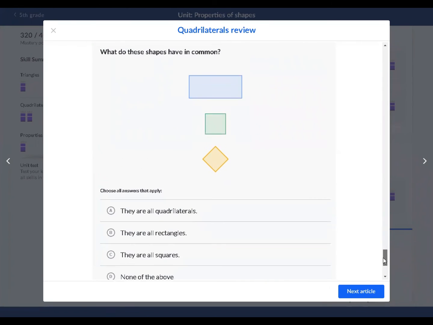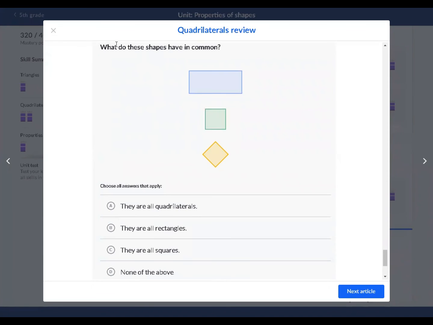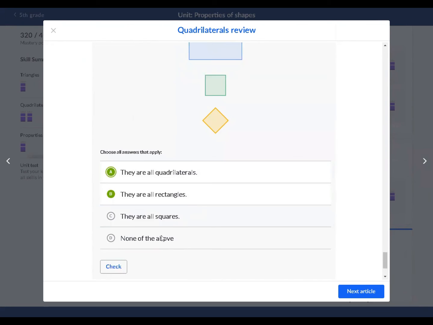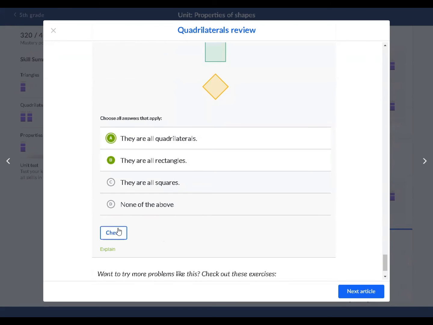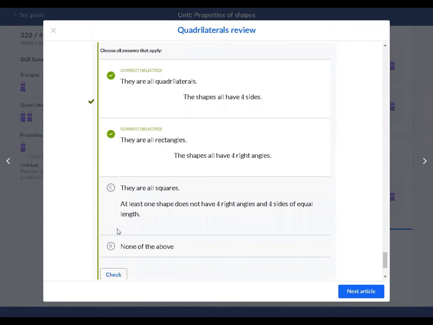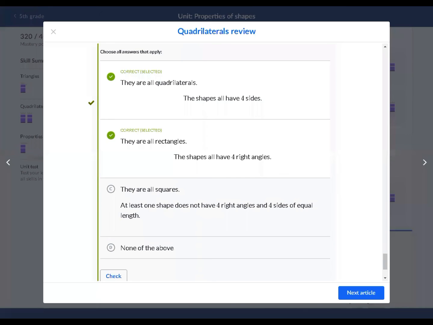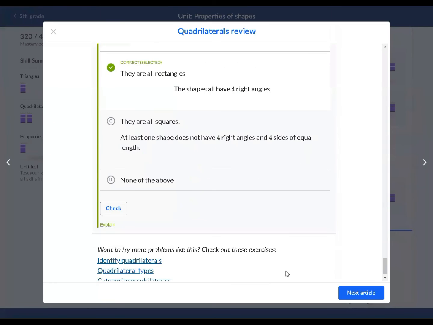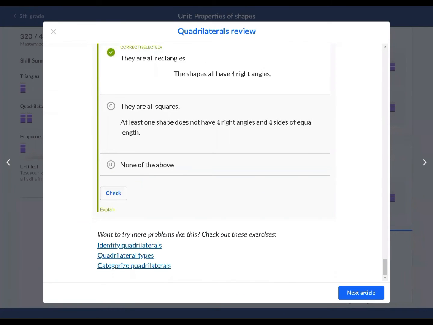This is the last question of this article. What do these shapes have in common? So all have 90 degrees. No, all are rectangles and also quadrilaterals. Yeah, that's the same thing. I mean, yeah, we got it correct. Great. So yeah, we checked it.